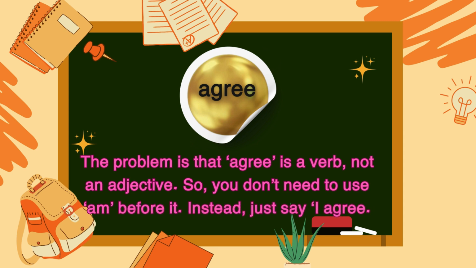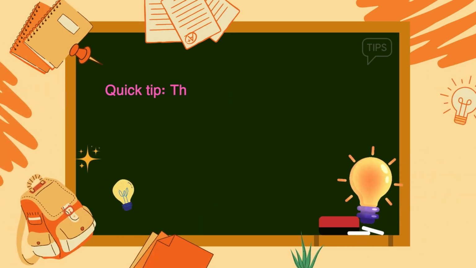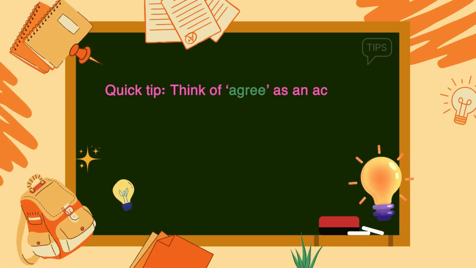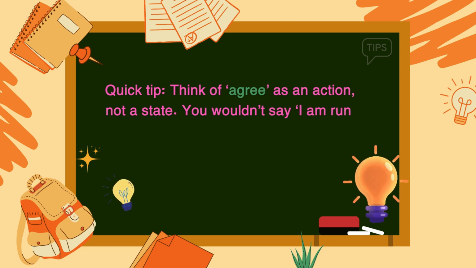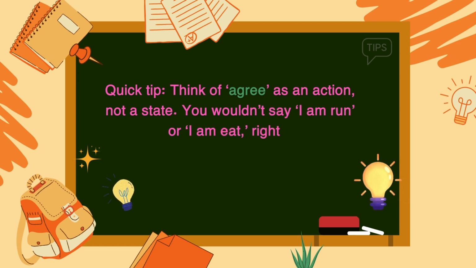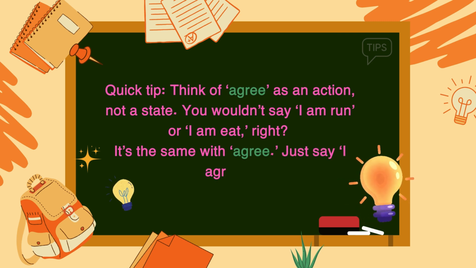Instead, just say I agree. So, the correct sentence is I agree with you. Simple, right? Quick tip. Think of agree as an action, not a state. You wouldn't say I am run or I am eat, right? It's the same with agree. Just say I agree.